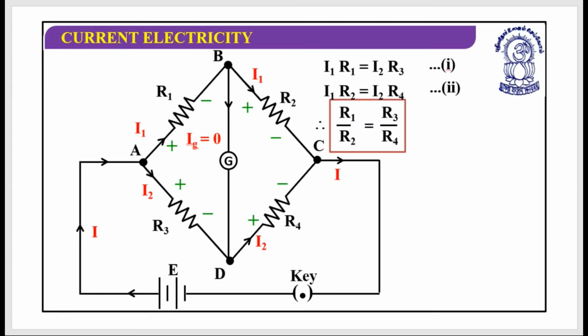We have two relations. Let's just write it down. I1 R1 is equal to I2 R3, and I1 R2 is equal to I2 R4. If this is the situation, and if I take a ratio of these two, then I could have R1 by R2 is equal to R3 by R4. Yes, we used to have a relation like P by Q should be equal to R by S. Look at this. It is the same ratio. It's R1 by R2 is to R3 by R4 in this situation.